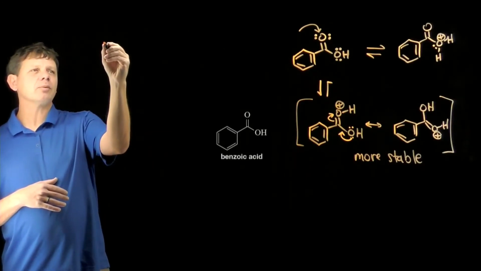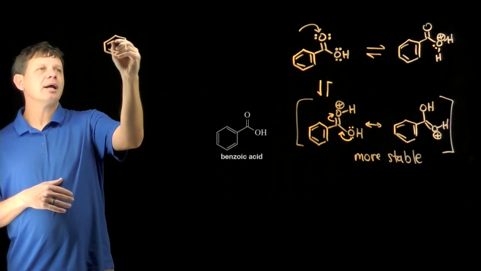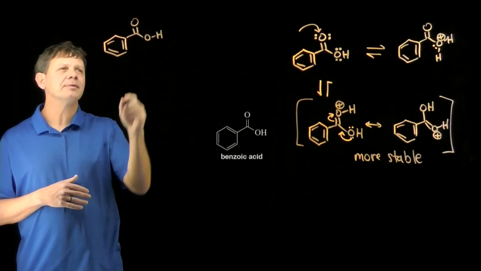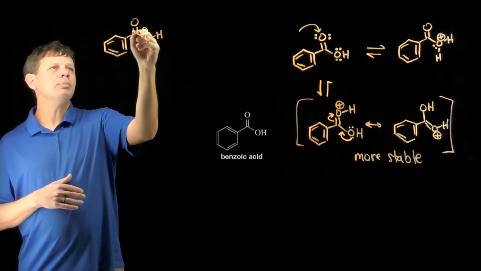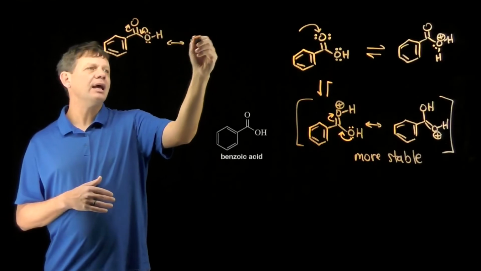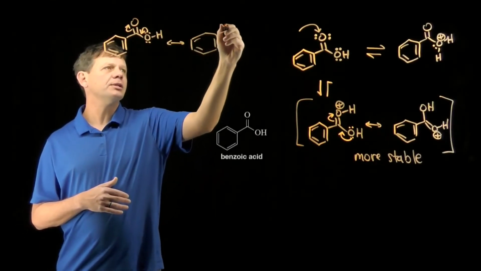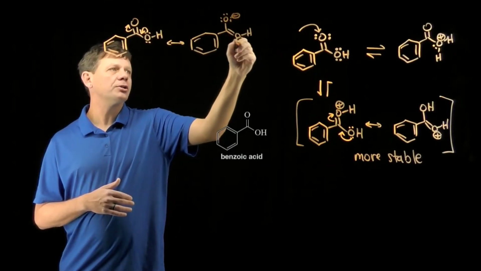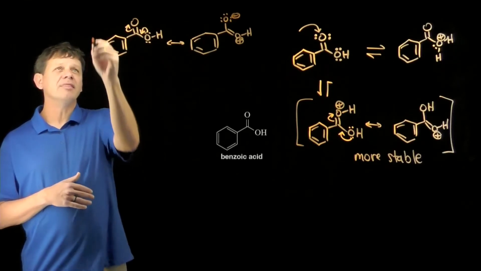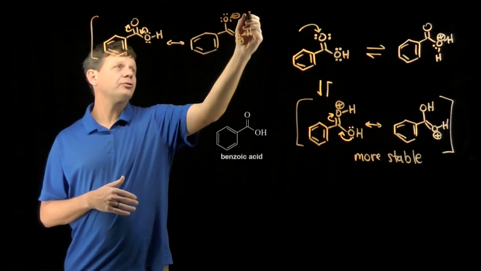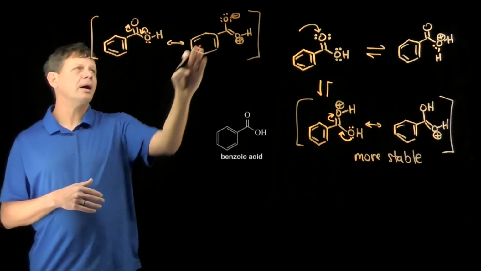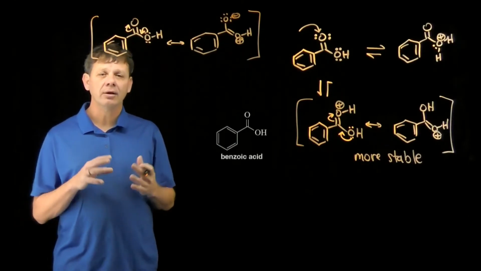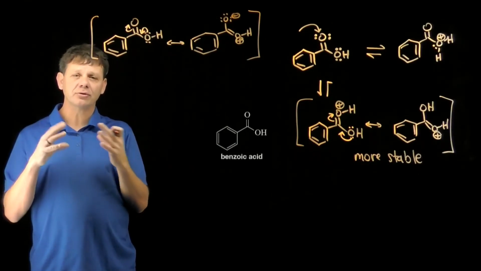The other way would have been to look at resonance structures from the beginning and recognize that if we were to draw the different resonance structures of benzoic acid, one of the ones we would end up with would be the one where we have a negative charge on the carbonyl oxygen and a positive charge on the hydroxyl oxygen. The fact that this resonance structure exists in the hybrid also reminds us that this is the more basic oxygen.